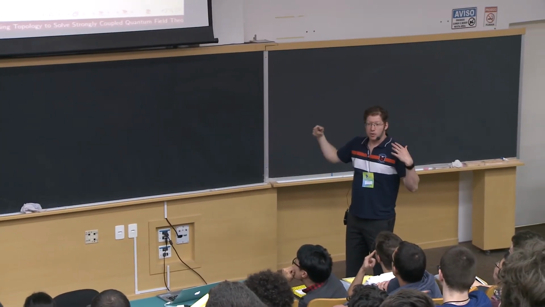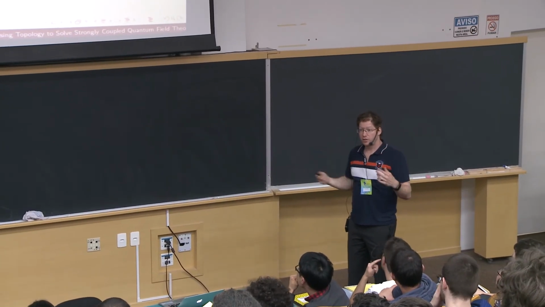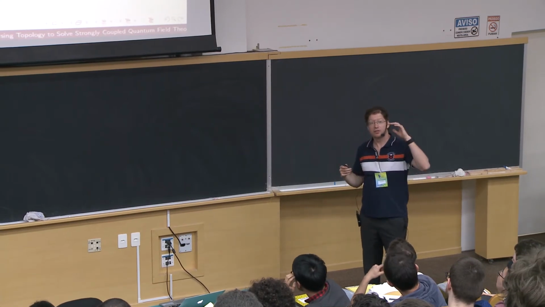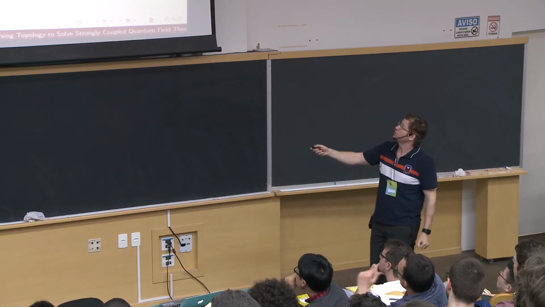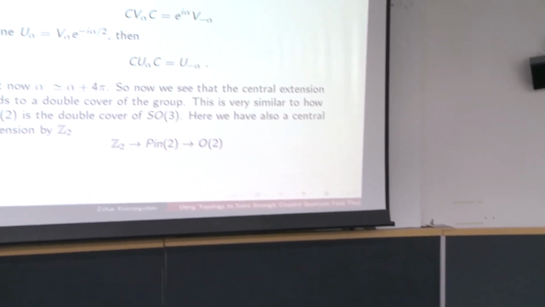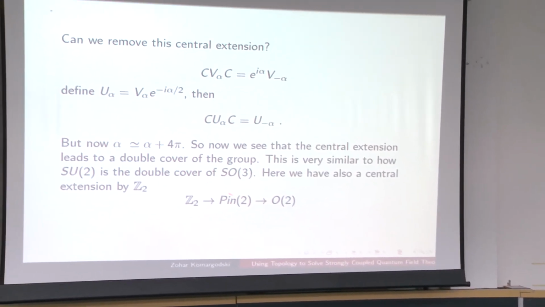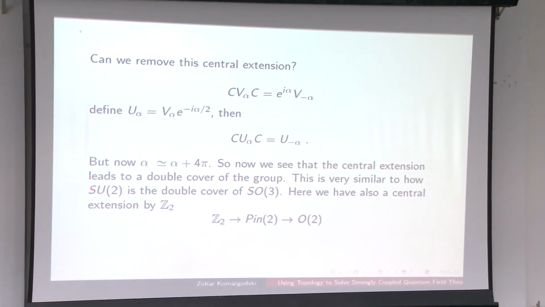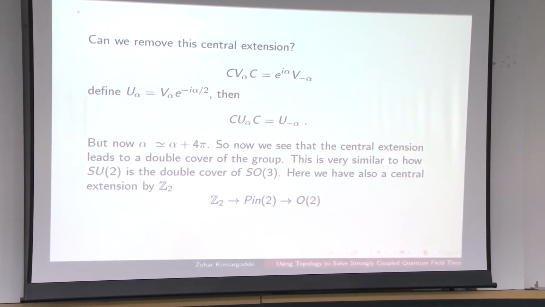And so mathematically, what we would say is that the Hilbert space is not in a representation of O2, but in a double cover of O2, which mathematicians call Pin2. So the actual symmetry is Pin2 rather than O2. And we'll see what's the physical meaning of that in a second. This is very similar to how SU2 is related to SO3. It's the double cover.